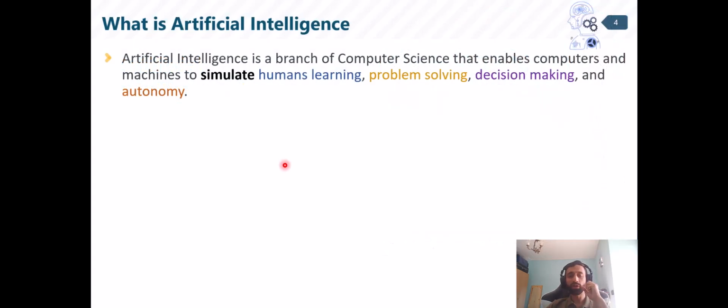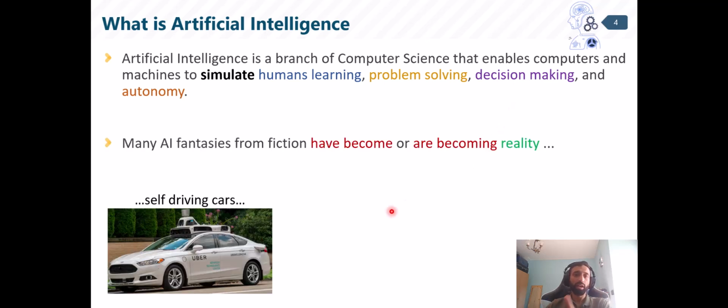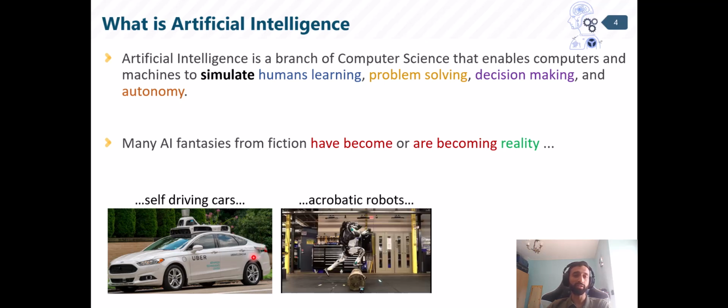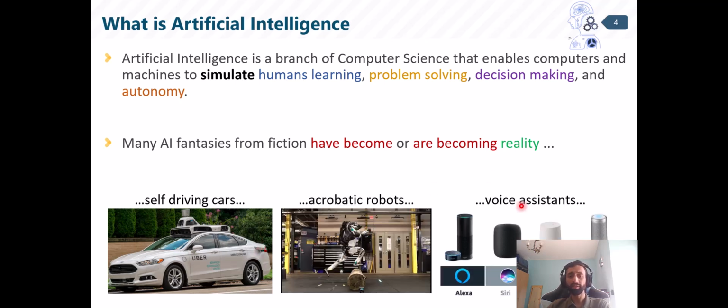But if we try to define artificial intelligence formally, we can see that it's a branch of computer science, which is actually purposed to build the machines which are capable of thinking like humans, solving the problems and making the decisions which humans would usually do in their complex life situations. Many fantasies we already see in real life, like self-driving cars, acrobatic robots, and voice assistants like Siri, Alexa, and Google Now.